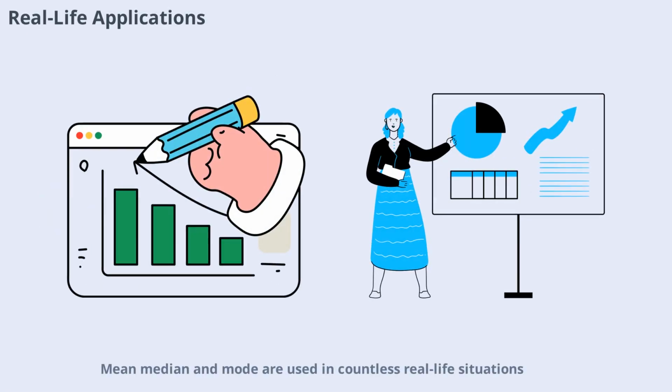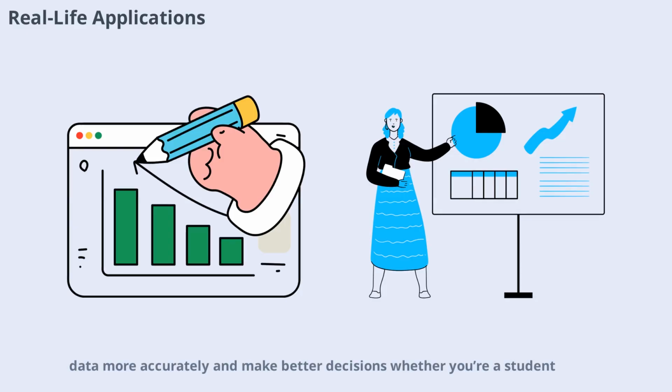Mean, median, and mode are used in countless real-life situations. Businesses use the mean to track average sales, schools use the median to report typical test scores, and retailers use the mode to stock the most popular products. Understanding these concepts helps you interpret data more accurately and make better decisions, whether you're a student, professional, or just curious about the world around you.